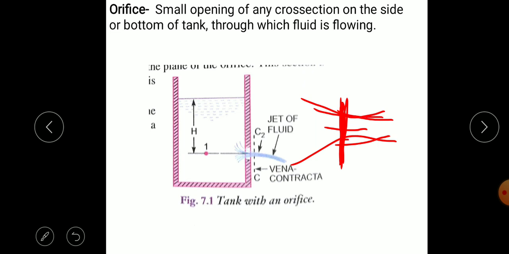That minimum area in the flow is called vena contracta. So minimum area is there and maximum velocity will be at vena contracta. So first, for determining the pressure head, we are taking point 1 at the center of the orifice having the head H, and second point we are taking at the vena contracta.